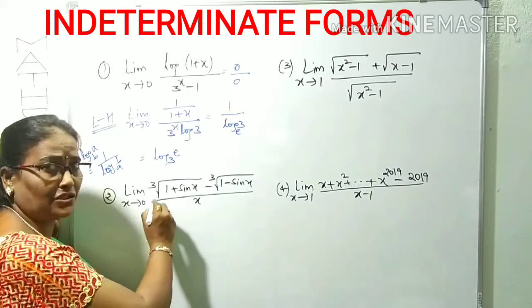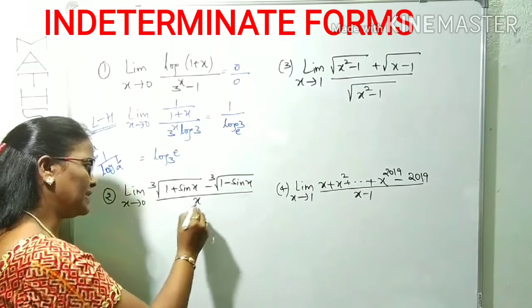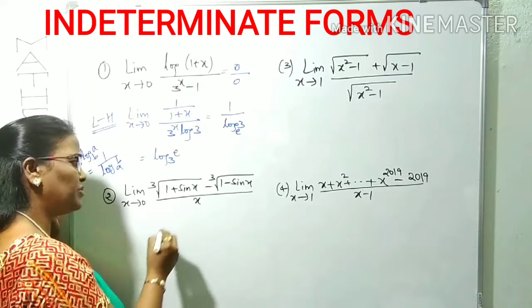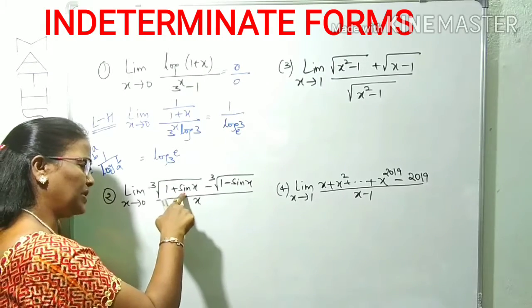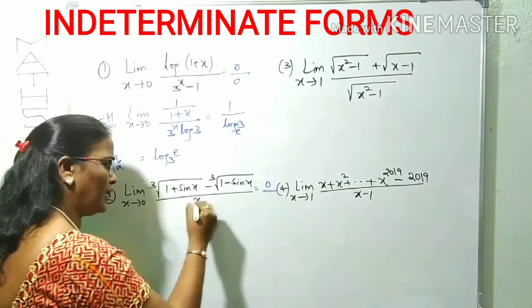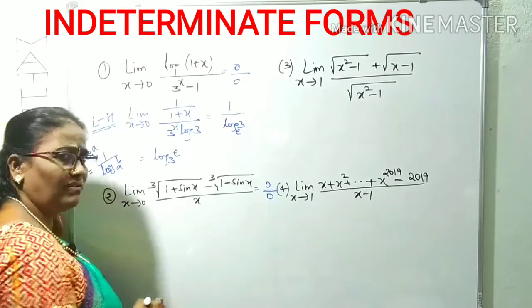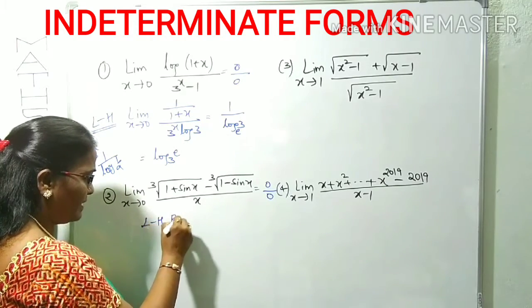Limit x tends to 0, cube root of 1 plus sin x minus cube root of 1 minus sin x, by x. As x tends to 0, if you substitute, what happened? 1 plus sin 0 is 0, 1 plus 0 is 1, minus here also 1, 1 minus 1 is 0, by down already x is 0. It is in the form of 0 by 0.